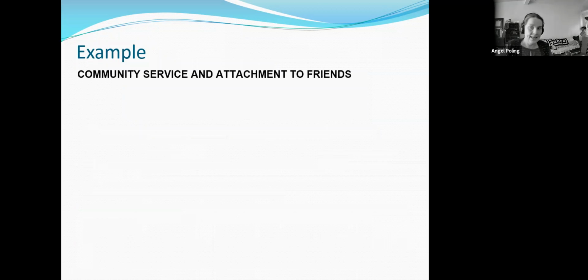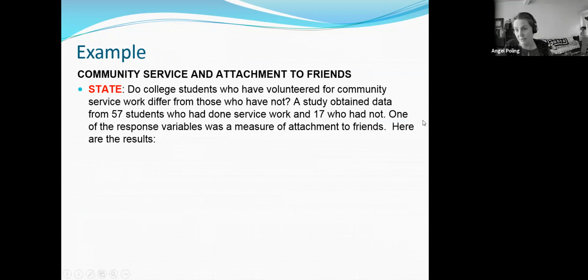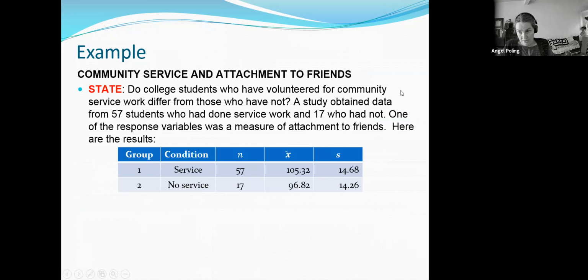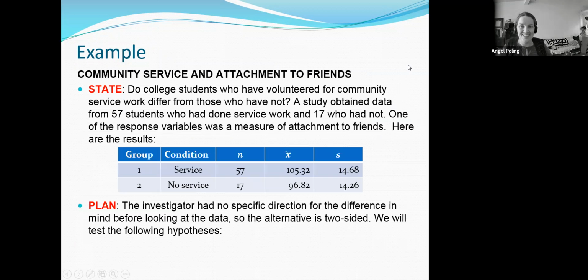So that's what I was missing: where did the 1.833 come from, right? And why? Here we have another example. Let's look at the statement and the plan, right? And that way we maybe wrap our whole heads around it.